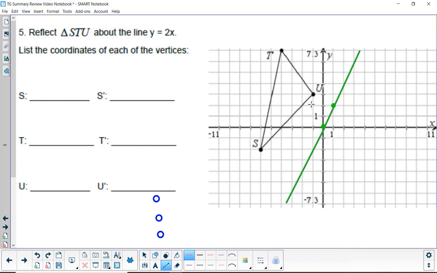So now to reflect, I need to have lines perpendicular from each of the pre-image vertices, perpendicular to the green line. Since this has a slope of 2 over 1, the slope of the perpendicular would be the opposite reciprocal, -1/2. So from S, I'm going to go down 1 and over 2, and down 1 and over 2, and that's going to be where the line hits. So I'm going to do 2 more of those steps. Down 1, over 2, down 1, over 2, and that's where S prime is.